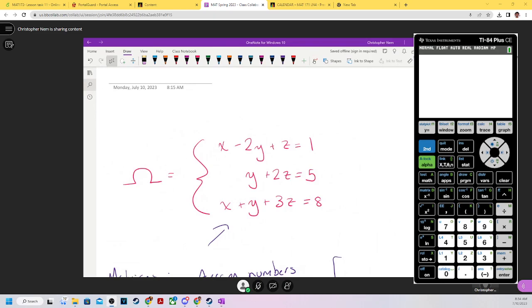Omega equals x minus 2y plus z equals 1. That's the first equation. The second equation, y plus 2z equals 5. And the third equation, x plus y plus 3z equals 8. Let's suppose I want to solve the solution to this.